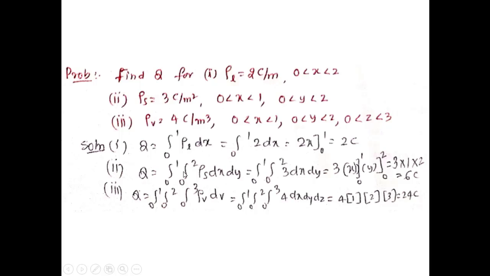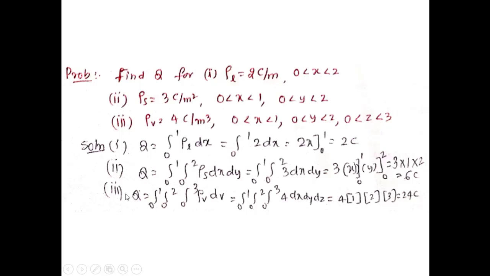So next, rho s is given as 3 coulomb per meter square. If you substitute the rho s in the equation, q is equal to surface integral of rho s ds, you will get x is varying from 0 to 1, y is varying from 0 to 2, and ds is given by dx dy. Then if you substitute the rho s value is equal to 3, you get 3 dx dy, and if you integrate, so dx becomes x here, dy is y, and apply the limit 0 to 1 and 0 to 2, you will get 1 minus 0 is 1 into 3 is 3, 2 minus 0 is 2, you will get total 6 coulomb.